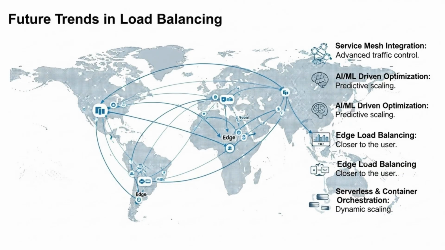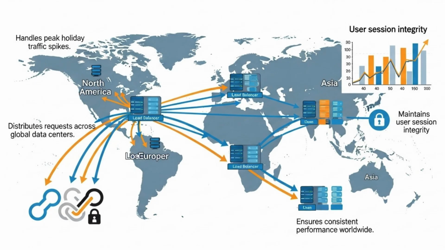So, we've covered the fundamentals, but load balancing isn't static, it's evolving rapidly. One major trend is service mesh integration. Technologies like Istio or Linkerd are bringing advanced traffic control, including load balancing, directly into the application layer, allowing for incredibly granular routing decisions between microservices. We're also seeing AI/ML-driven optimization. Imagine load balancers that can predict traffic surges based on historical data and proactively scale resources or adjust distribution algorithms before a bottleneck even occurs.